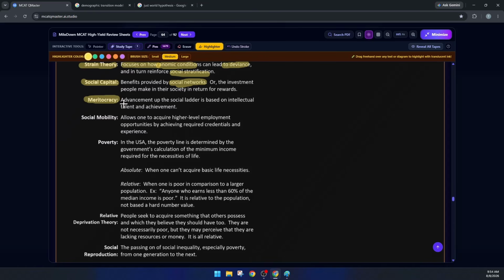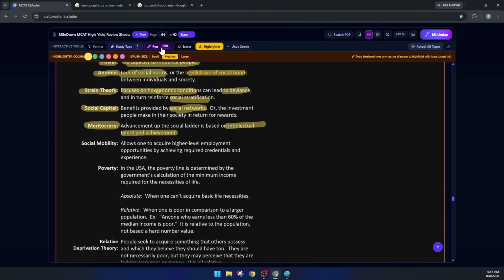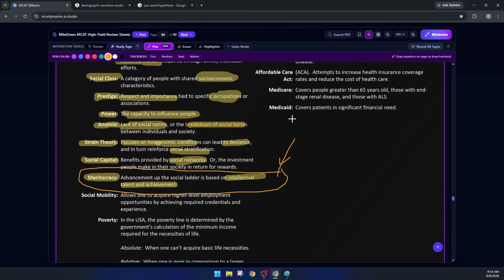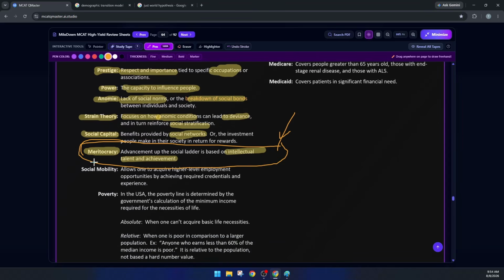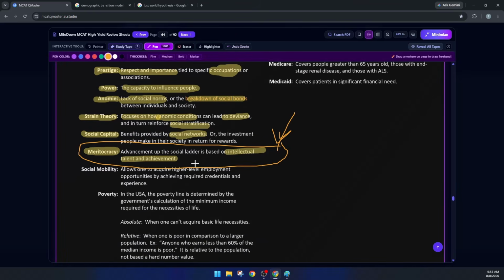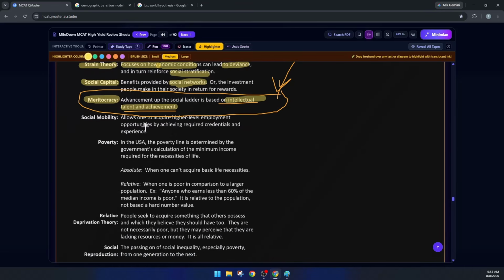Meritocracy is important. It's the advancement of social ladders based on intellectual talent and achievement. Meritocracy is basically like Harvard, big institutions. Think of MIT, Harvard, all of these big institutions. If you go to them, it's highlighting this meritocracy kind of term, right? It's highlighting how if you go to these schools, you can then level up your life by intellectual talent and achievement. Social mobility, we're almost done.